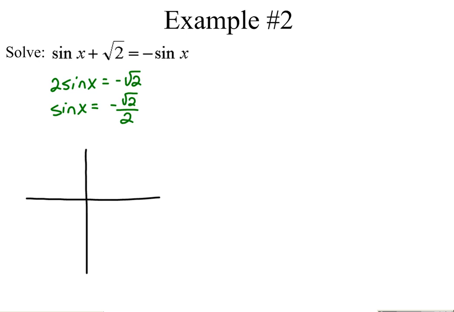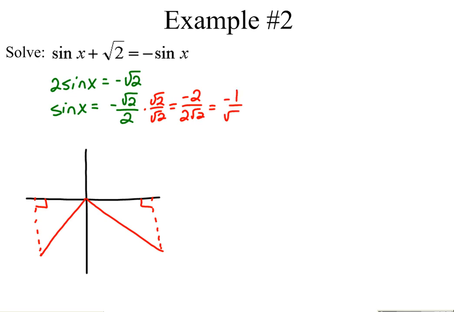So now when we go to draw our reference triangles for this one, we want to know when is sine negative. All Students Take Calculus tells us that sine is negative in quadrants 3 and 4. We need to derationalize this value or it's not going to be a triangle that you recognize. Remember, we derationalize by multiplying by the radical over itself. Negative 1 over root 2. When we simplify, opposite over hypotenuse.